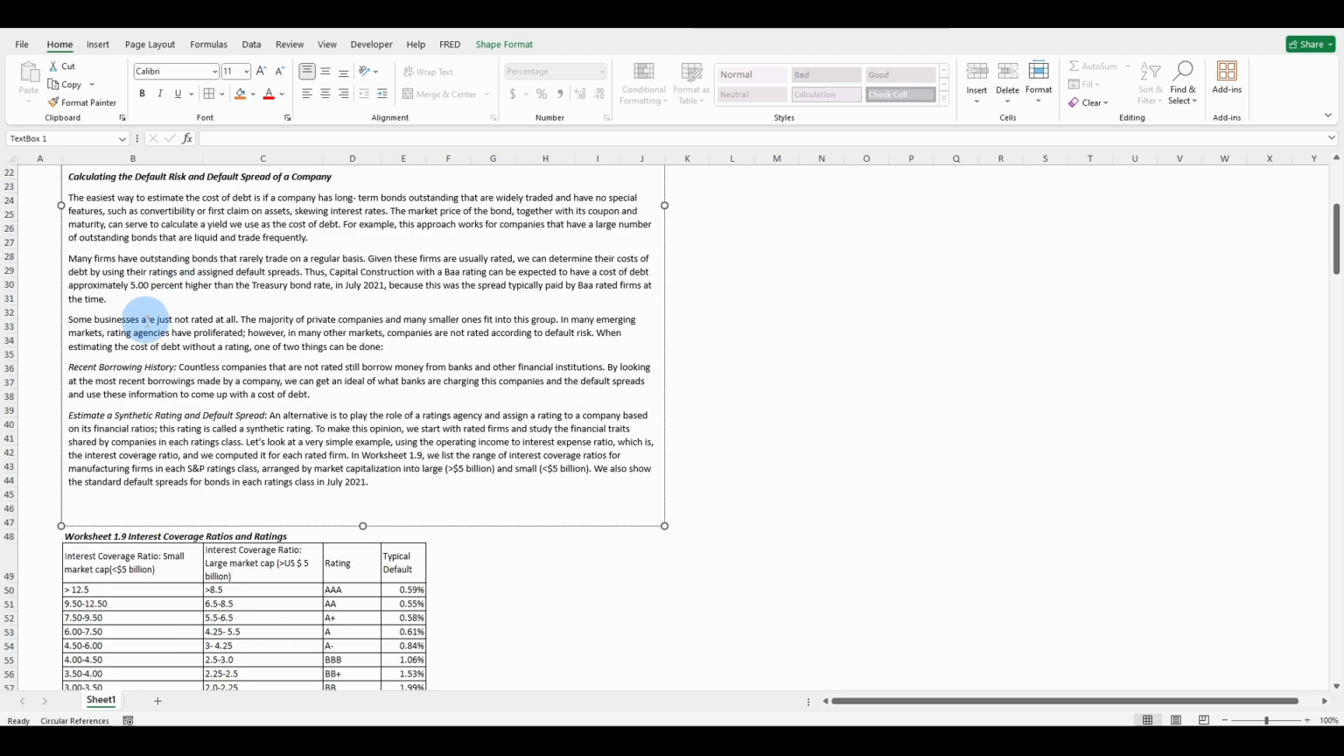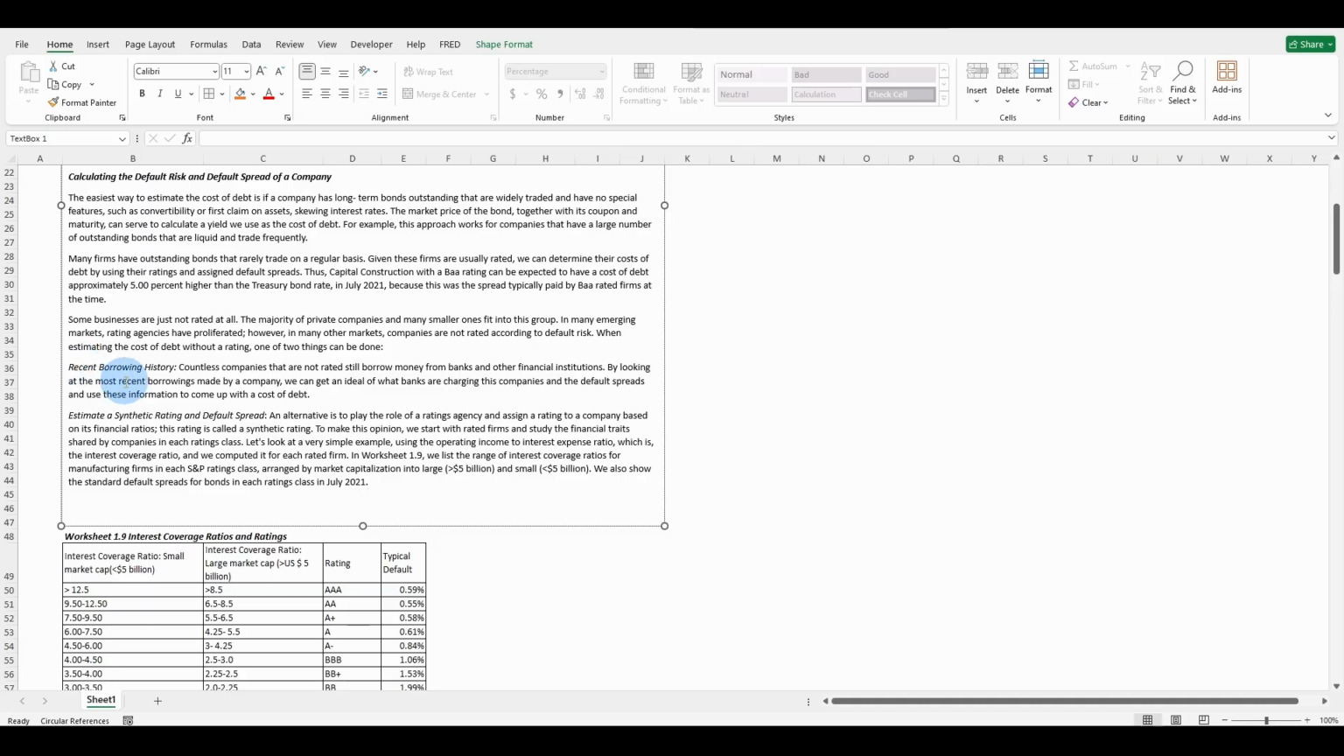Some businesses are just not rated at all. The majority of private companies and many smaller ones fit into this group. In many emerging markets, rating agencies have proliferated. However, in many other markets, companies are not rated according to default risk. When estimating the cost of debt without a rating, one of two things can be done.